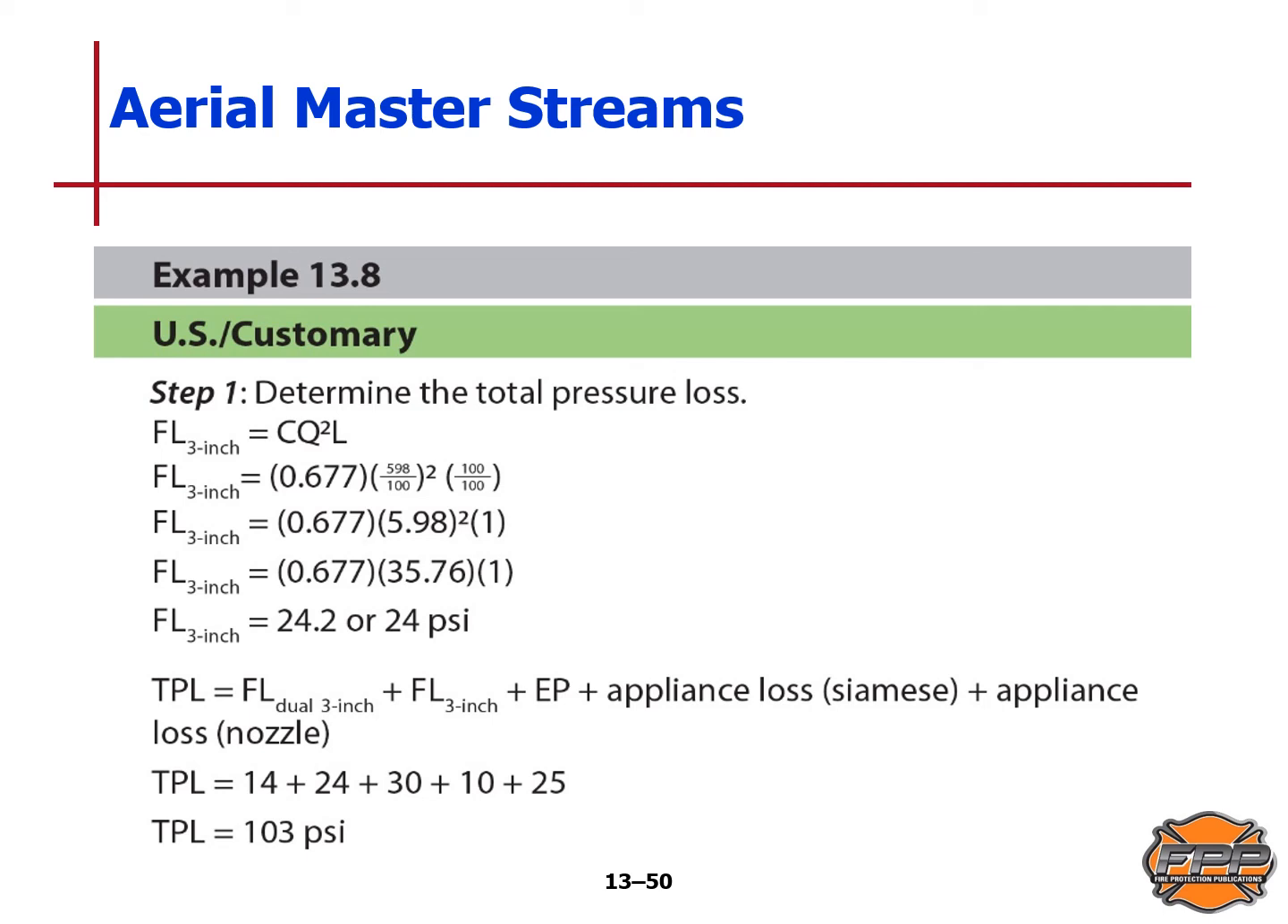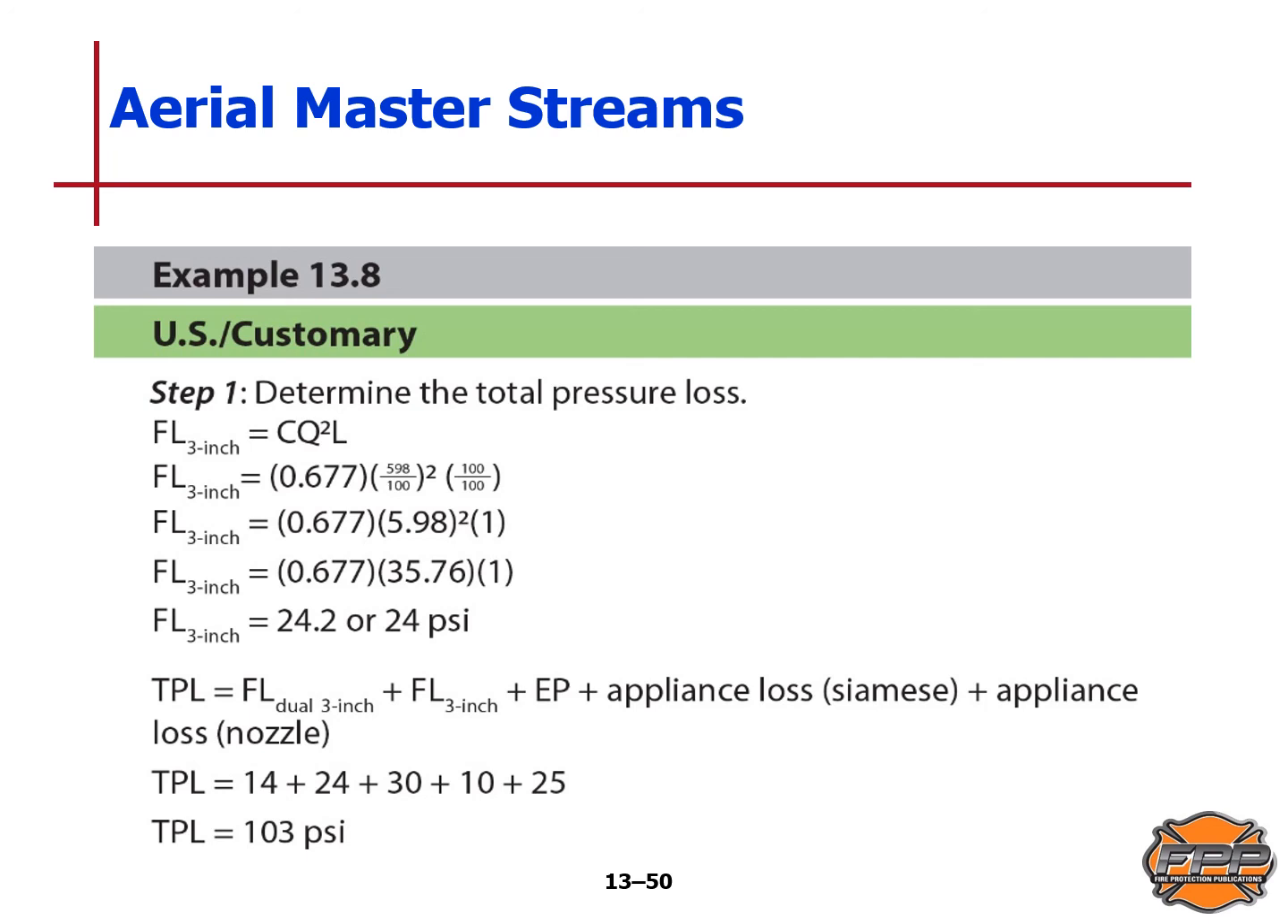Now let's look at determining total pressure loss. Friction loss for the 3-inch equals CQ squared L, again our familiar formula. So we have friction loss for the 3-inch equals 0.677, that's our coefficient, times 598 divided by 100 squared times 100 divided by 100. So friction loss for the 3-inch is 0.677 times 5.98 squared times 1. So friction loss for the 3-inch is 0.677 times 35.76 times 1. So our friction loss for the 3-inch is 24.2 or 24 psi.